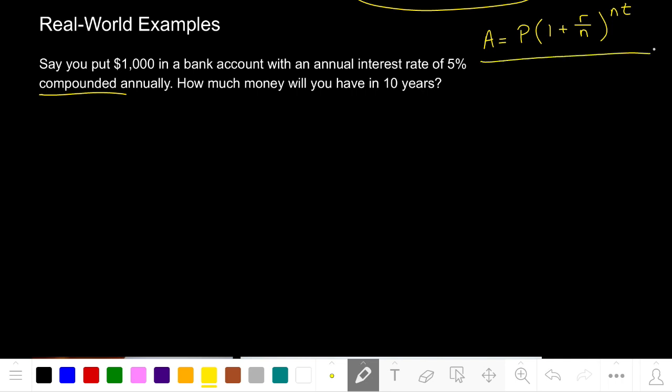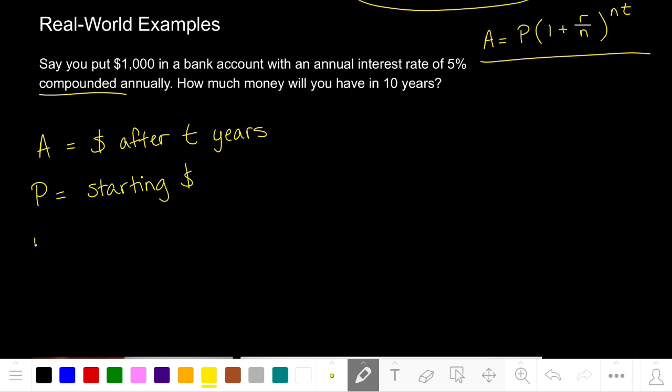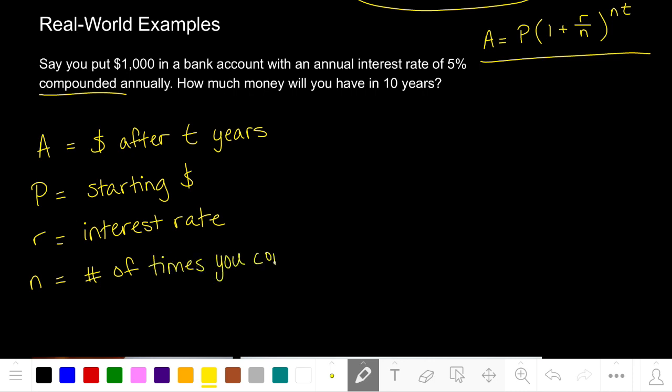So we can use this formula up here, which is basically just our original exponential function formula, but using a couple different variables. In this case, A is your money after t years. P is your starting amount of money. R is your interest rate. n is the number of times you compound per year. And of course, t is time. This is measured in years.